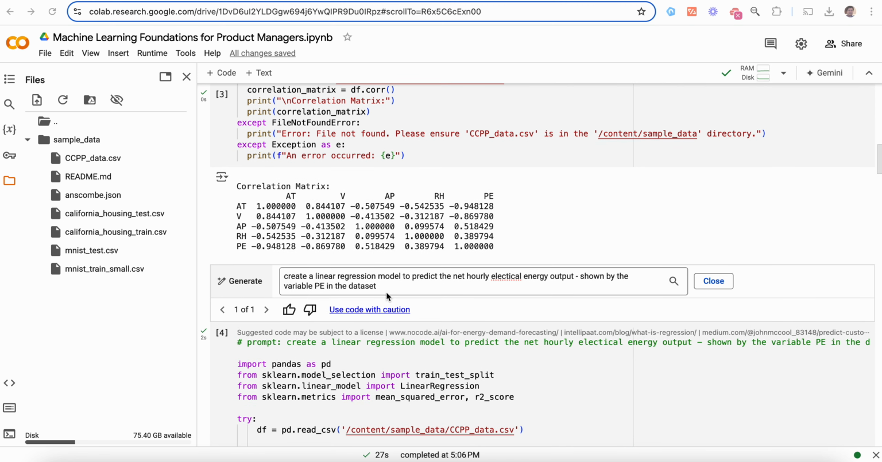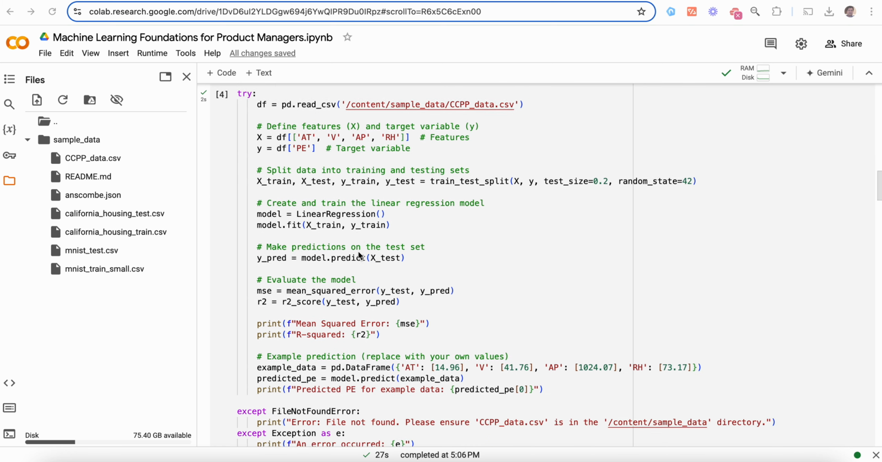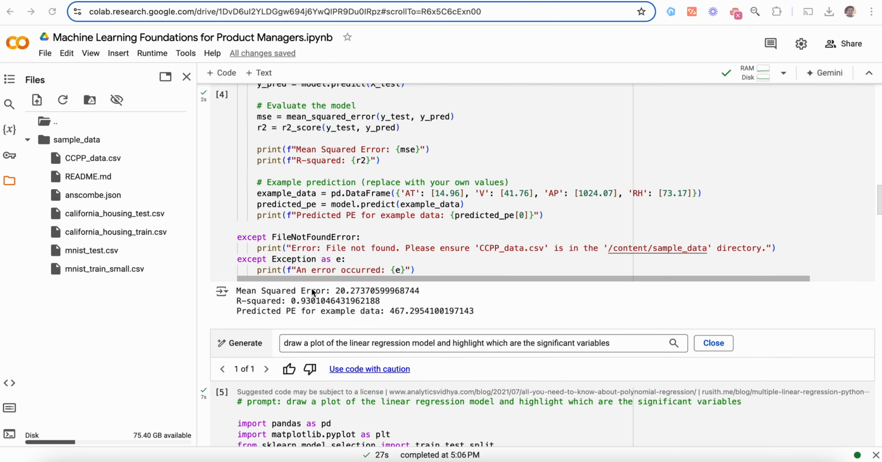Then I created a linear regression model to predict the net hourly electrical energy output, which is the PE variable in the data set. And what I got was an R square of 93%, which means we've been 93% accurate in predicting what the output is. The mean square error is around 20. So it overshot the output by around 20 units per se.